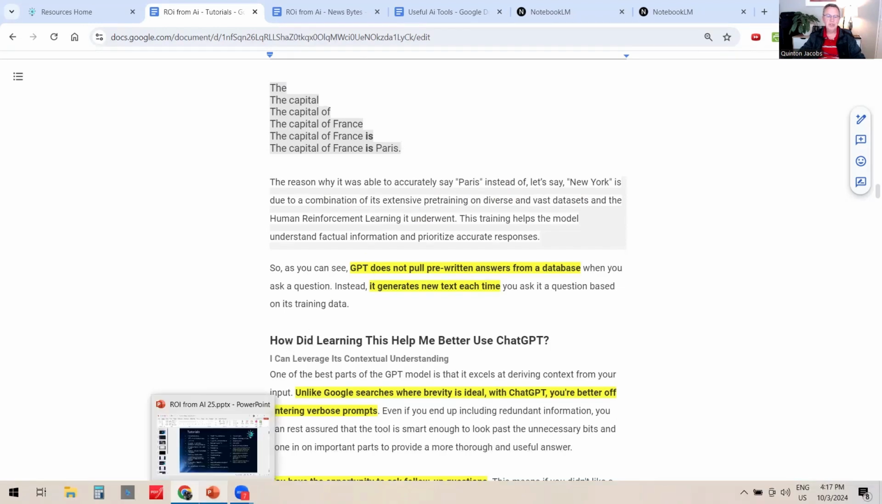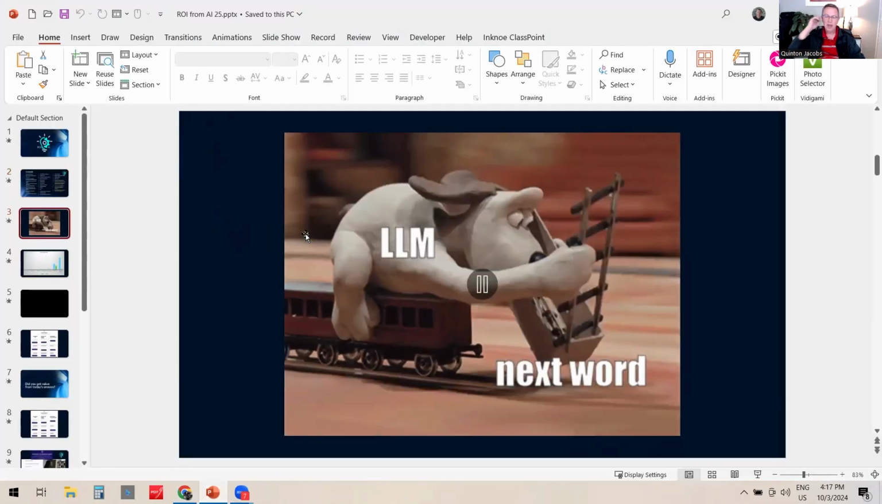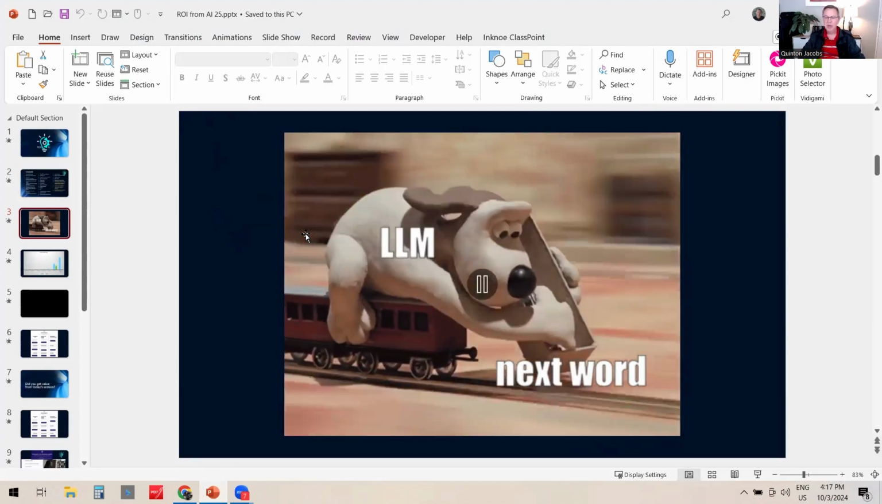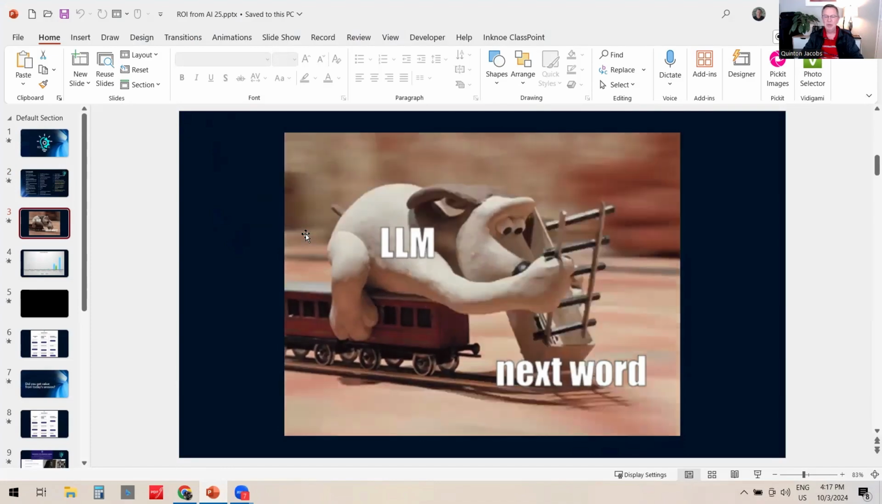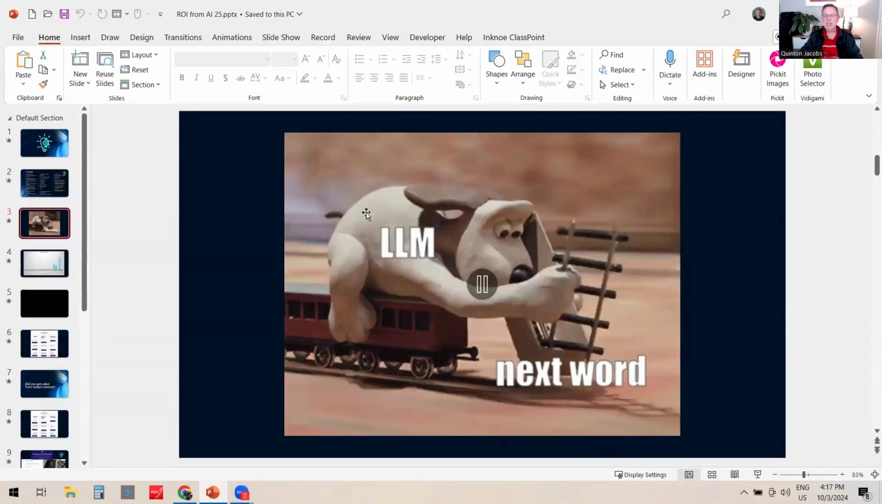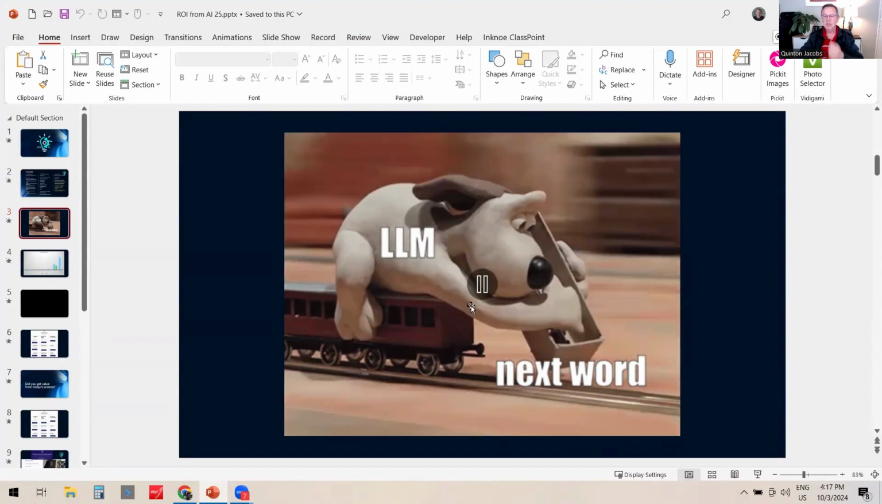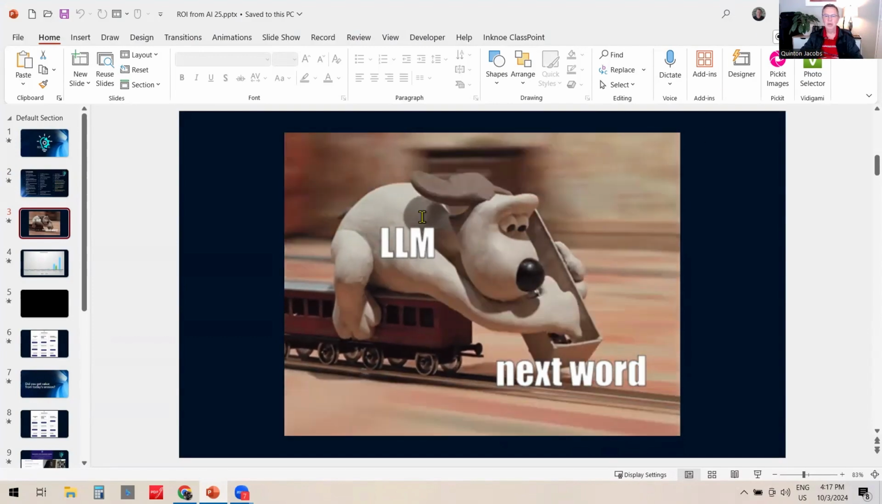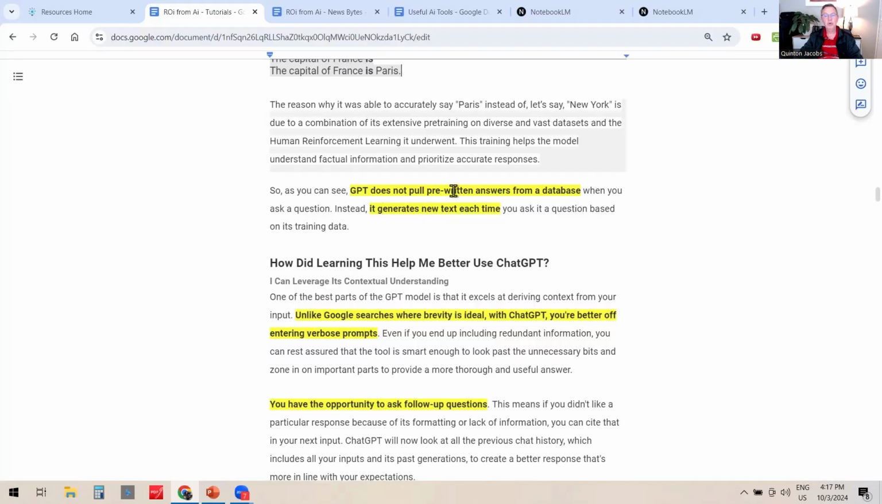So that's quite interesting. That made me think of this picture, actually. I don't know if you guys have seen this one of Wallace and Gromit, where he's literally building the train track in front of him as he's riding on it. But that's this concept of a large language model predicting the next word as it goes along. So it does not pull the answer or pre-written answers from a database. So it's not like a Google where it shows you a website and the answer is already there. It doesn't pull it out of that.